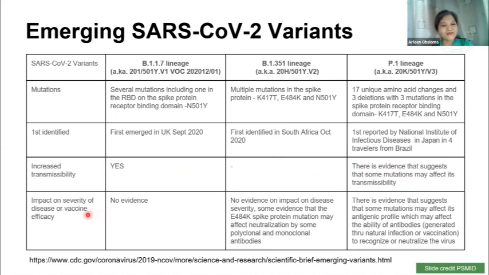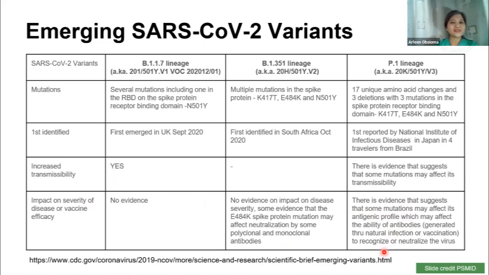So the impact on severity of disease or vaccine efficacy, there is no evidence for most of the variants. But for the South African, there is evidence that suggests that some mutations may affect its antigenic profile, which may affect the ability of antibodies to recognize or neutralize the virus.